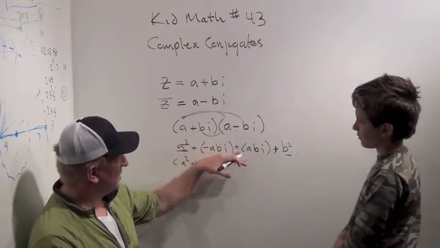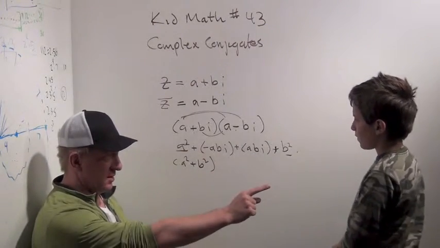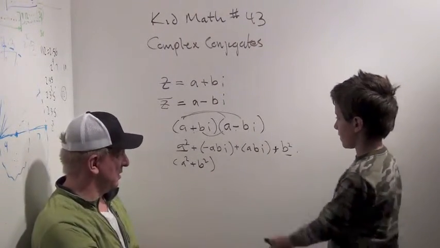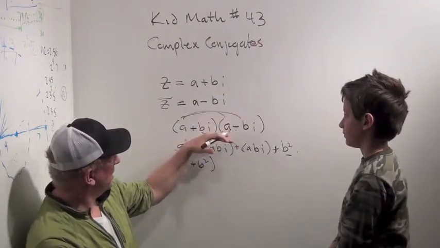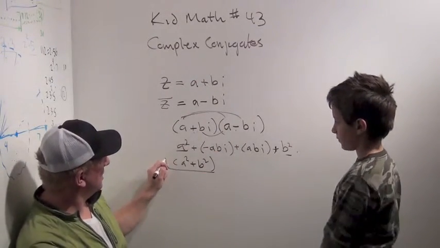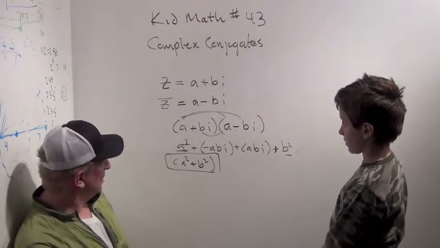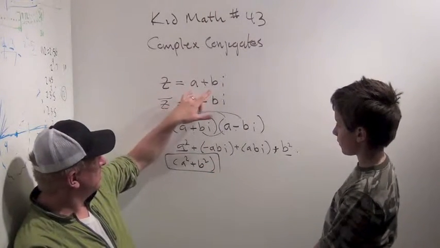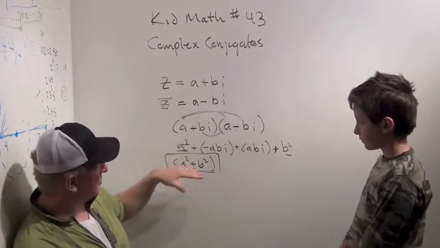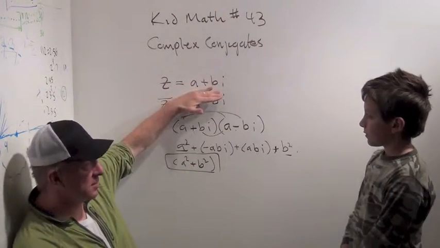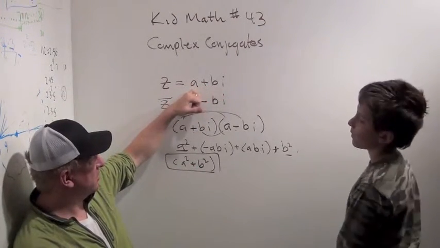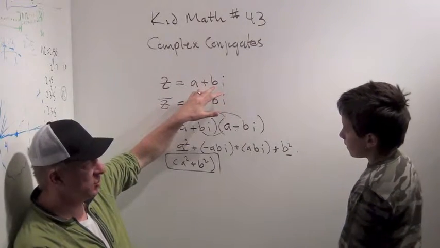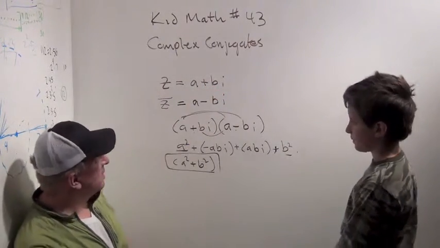And I get minus abi plus abi, which is just 0. So when I multiply the number times its conjugate, I just get this a squared plus b squared. Which is going to be an integer? Well, not necessarily. If a and b are integers, this would be an integer. But these can be any real number. So this could be like square root of 2 and minus 7.8 or something like that.